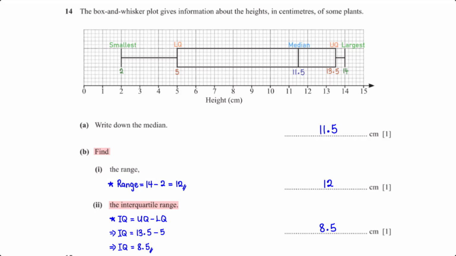Find the interquartile range. The interquartile range is equal to the upper quartile minus the lower quartile. From the plot, the upper quartile is 13.5 and the lower quartile is 5. 13.5 minus 5 gives us 8.5.